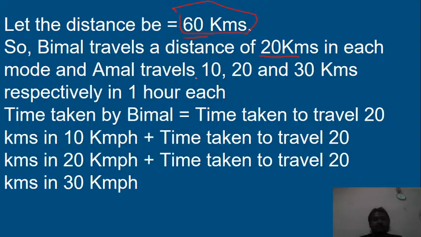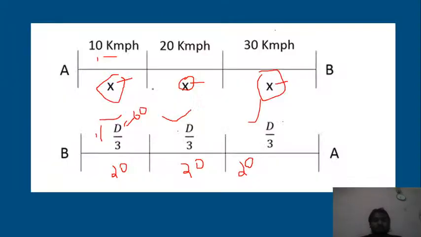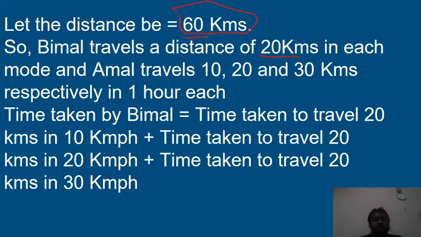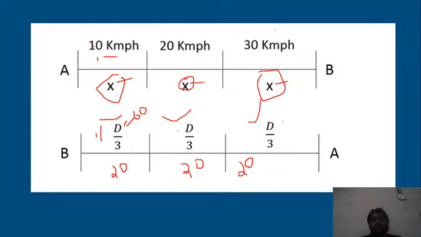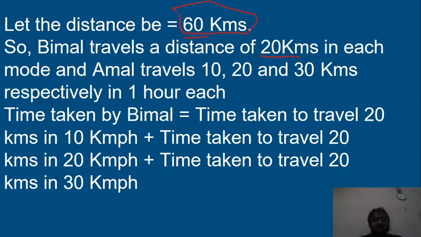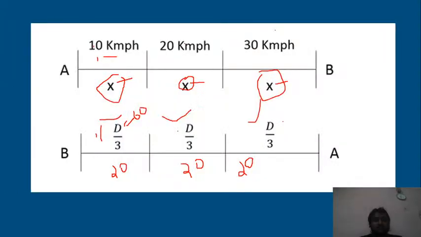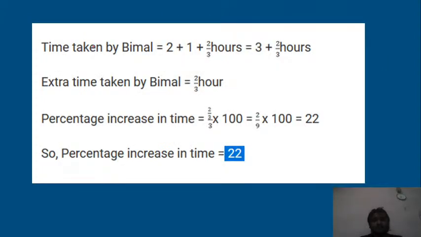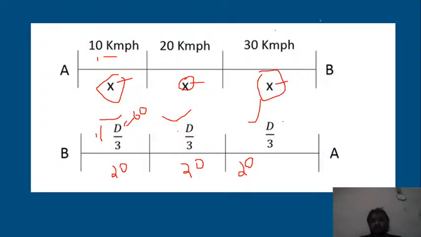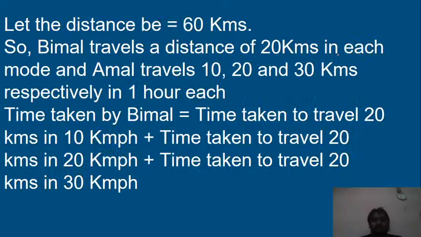So Amal travels 10, 20, 30 kilometers in 1 hour each, if the total distance is 60. Bimal travels 20 kilometers at each speed, so time taken by Bimal is equal to time taken to travel 20 kilometers at 10 kilometer per hour, that is 20 by 10, 20 by 20, and 20 by 30. Guys, very easy question, and then you can find out the percentage increase, because Amal should have taken a total of 3 hours.